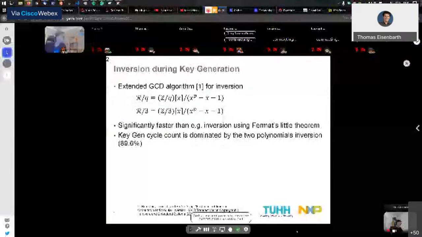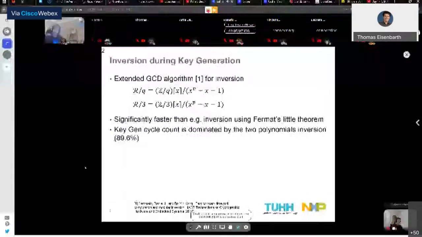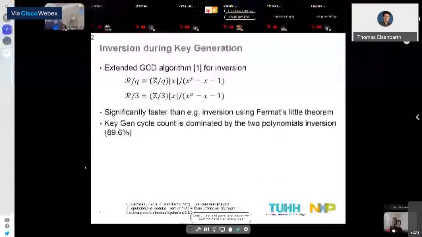So in this case, I used the extended GCD algorithm, which was presented at last CHES by Bernstein and Yang. And this is faster than traditional methods of inversion, such as Fermat's little theorem, but it's still slow. The reason why it takes 1 million cycles is purely because of this inversion, and it is the main bottleneck during key generation.